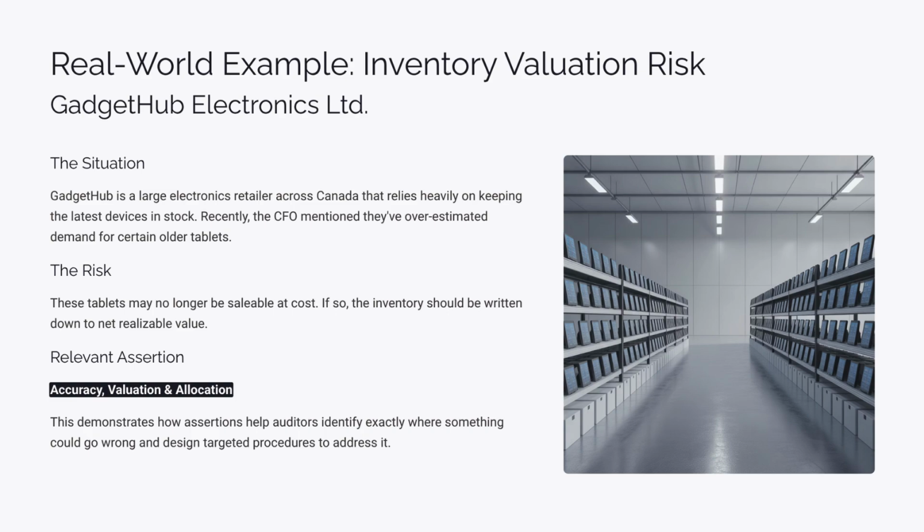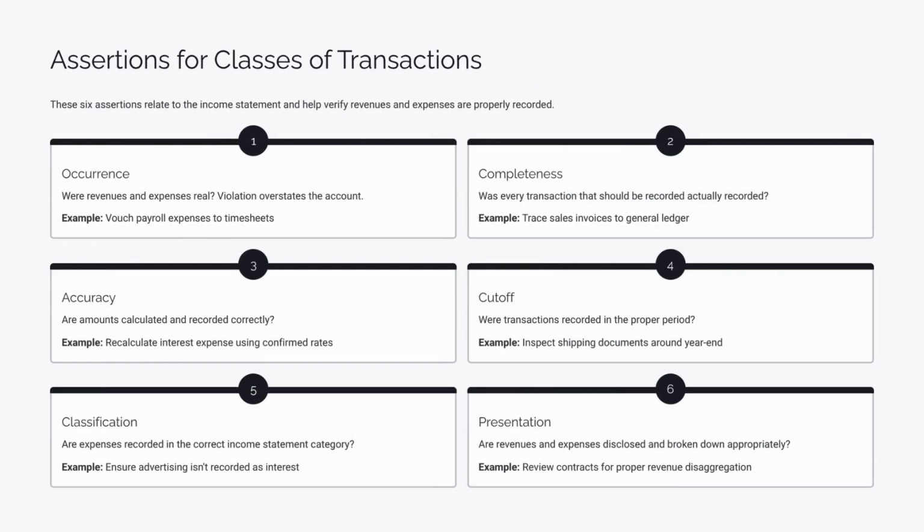This is a perfect example of how assertions help auditors identify exactly where something could go wrong and design procedures to address it. Now we move over to the income statement. Here, we have another set of 6 assertions. First, occurrence: were the revenues and expenses real? A violation overstates the account. Example: vouch payroll expenses to timesheets.